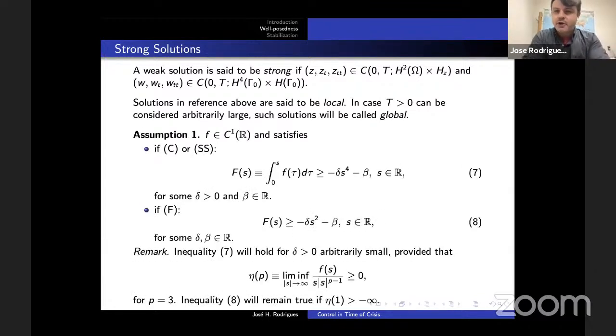Another ingredient that we're going to use in order to obtain these global solutions is the following assumption on the nonlinearity f. Depending on your choices on boundary conditions, inequalities 7 and 8 must be satisfied. And it is known that if your function f satisfies this kind of relation here, in the case p equals 3, for instance, we can recover 7 for any delta arbitrarily small. And in the case in which eta 1 is a real number, then we recover the lower estimate for the antiderivative in the free boundary conditions case.